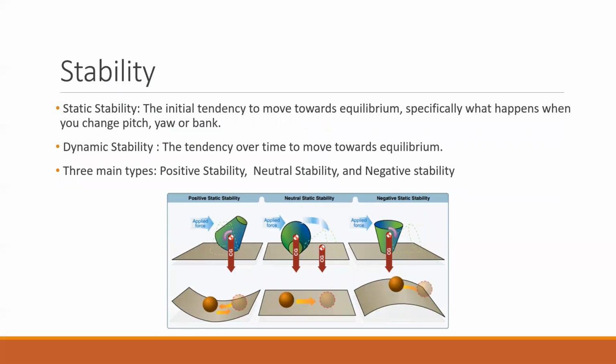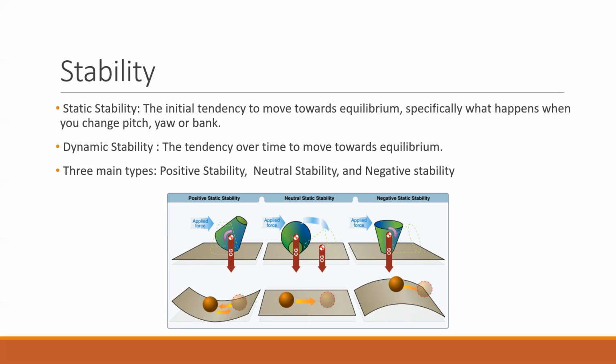So stability: there are two main types of stability, and then there are three subtypes of each type. The two main types we're going to talk about are static stability, or the initial tendency to move towards an equilibrium state, specifically when you change either pitch, yaw, or the bank of the aircraft. The aircraft is always going to want to do something after you do one of these things. You change the pitch, the yaw, or the bank, and it's either going to want to stay there, or move away from there, or return to wherever it was before. That initial tendency is known as the static stability.